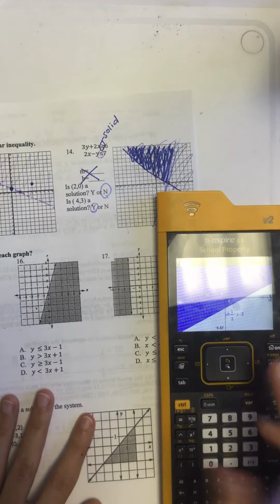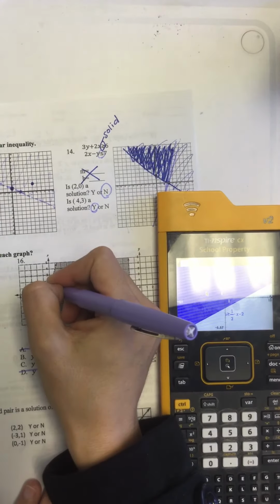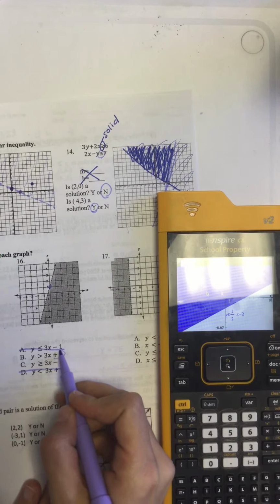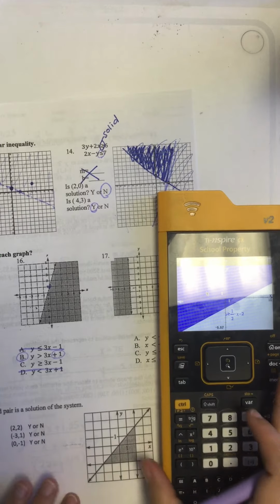All right, 16, it's a dashed line, so I know for sure it's not A or D. This one crosses at +1, and see how there's a +1 here? So I know the answer choice is B. We can also check in our calculator.